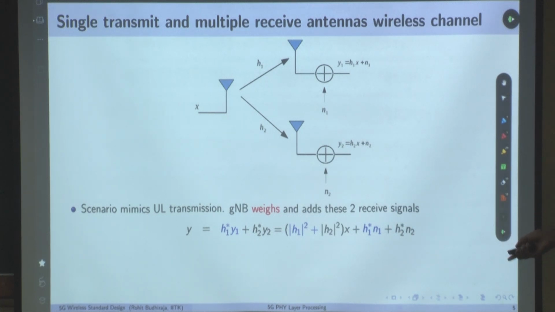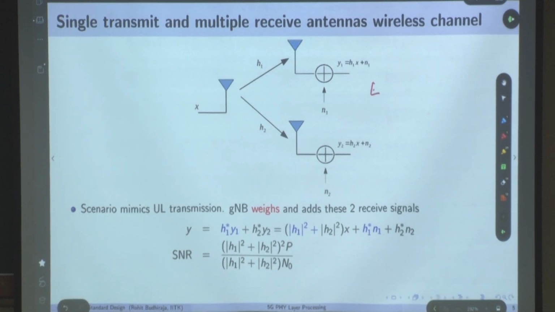Now, let us calculate the SNR of this. What is the SNR? Power of this divided by the power of this. What is the power of this? Square into p. Power of x is p, that is what I have written in the numerator. What is the power of noise? Square of this.